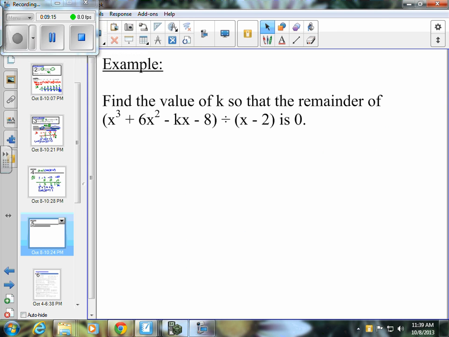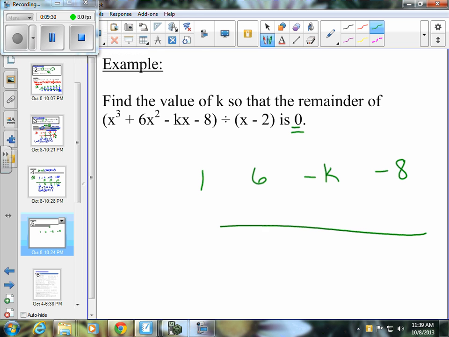Okay, let's take a look at this. A little twist on that idea for our last example. It says find the value of k so that the remainder is 0. In other words, that it's divisible. I'm going to go ahead and set up synthetic division for this. So 1, 6, opposite of k, negative 8. And what we're dividing by is 2, because the factor there, the r, is 2.